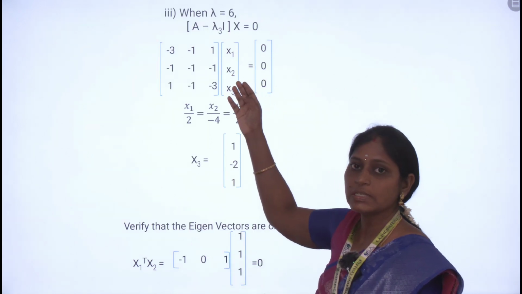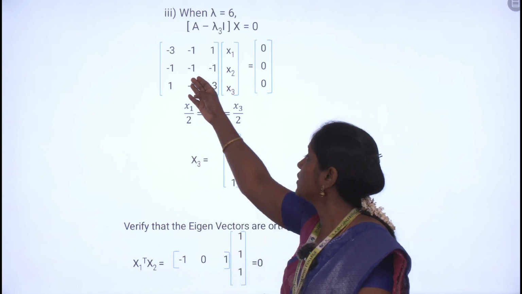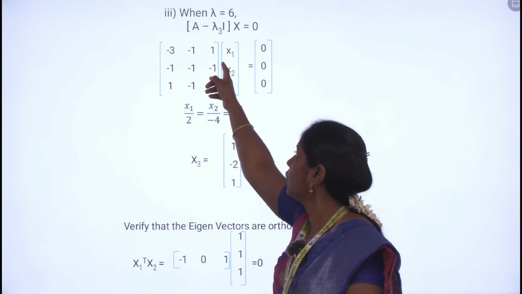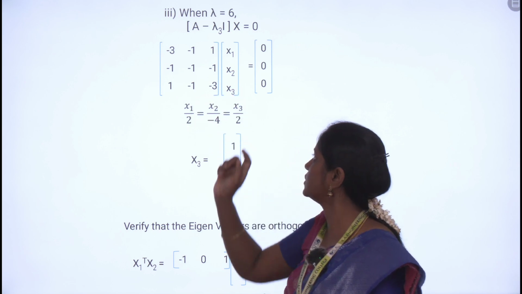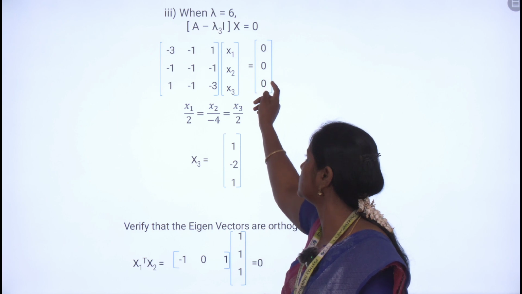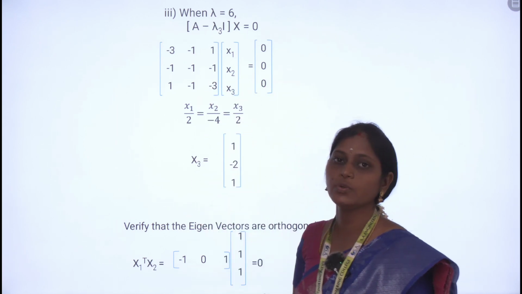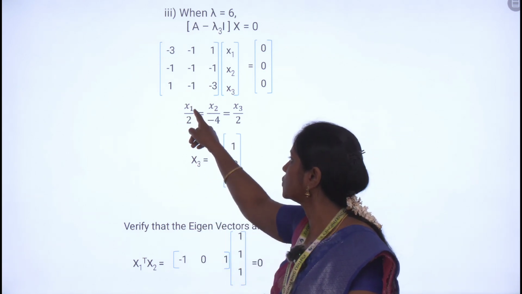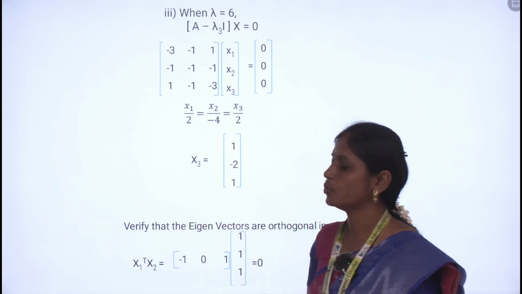And the last eigenvalue is lambda equal to 6. Substituting lambda equal to 6, we get 3 minus 6 is minus 3 and the remaining values are [-3, -1, 1; -1, -1, -1; 1, -1, -3] into x1, x2, x3 equal to 0, 0, 0. Here all the rows are different, so we can choose any two of them. We have taken rows 1 and 2. So x1 divided by 2, x2 divided by minus 4, x3 divided by 2.